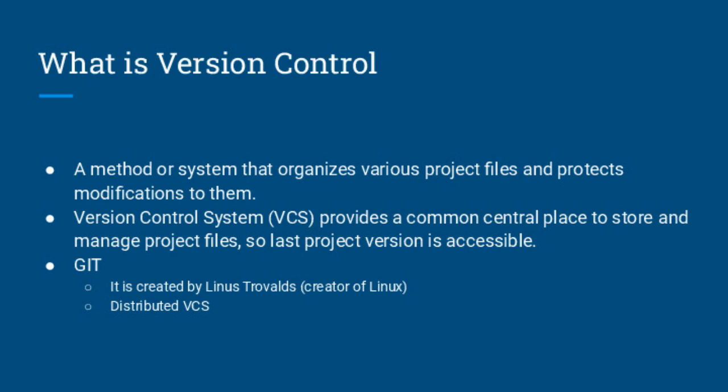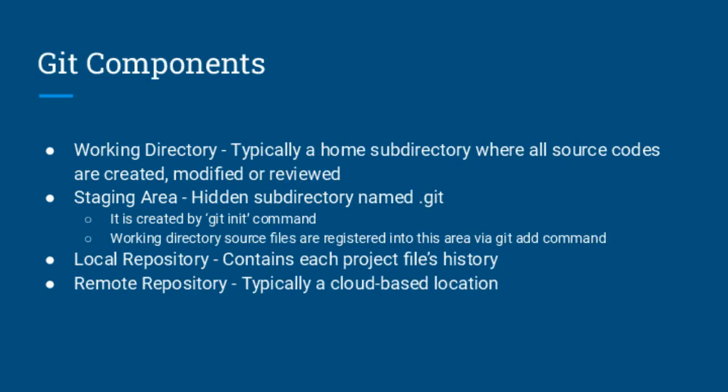Git is the common version control system developed by Linus Torvalds, who created the Linux operating system. It is a distributed version control system. There are several components of Git. There is a working directory. It is a home subdirectory where all source files are created, modified and reviewed.